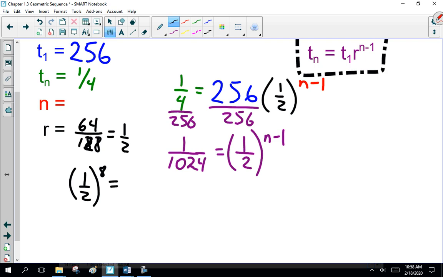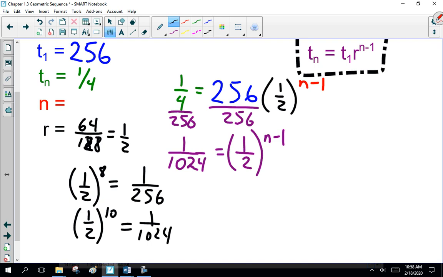I do want you to get in the habit of guessing and checking for these. In Math 30-1, I'll show you logarithms. So 1/2 to the 8th is what? One over? Too small. So 1/2 to the 10 is 1 over 1024. That's what you should do. Rarely do you get it the first guess. So faking it for you at home.